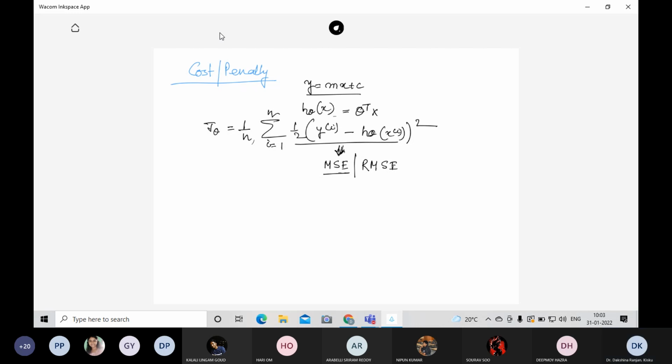Okay, now let us consider we are rewriting this error function as cost of y_i comma h_theta(x_i) equals to half of (y_i minus h_theta(x_i)).